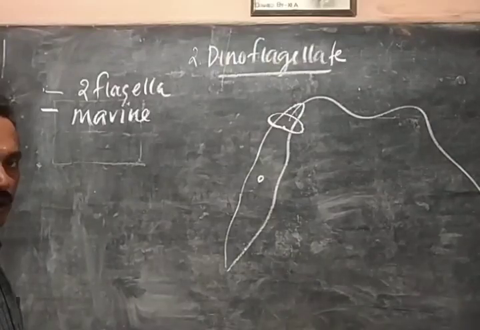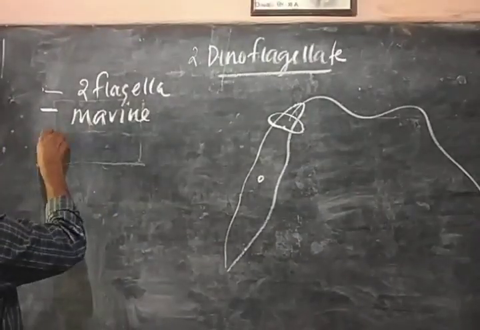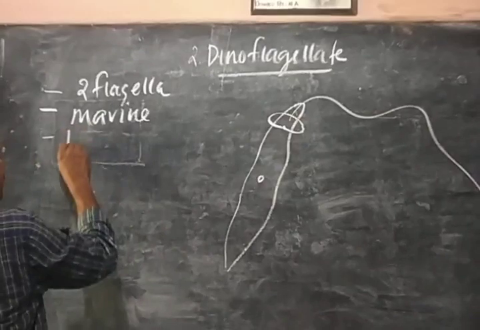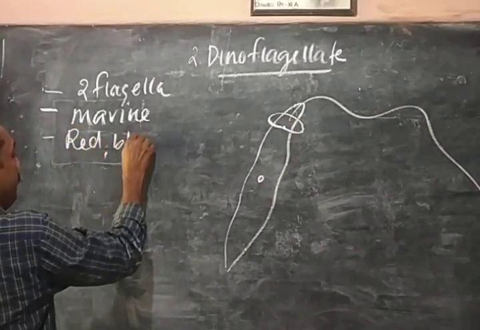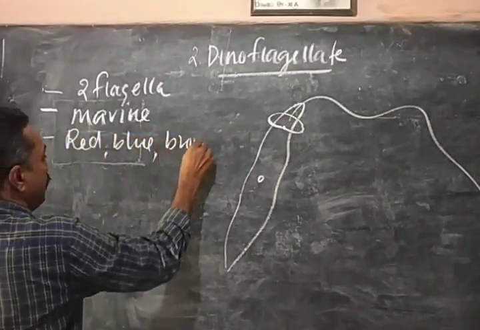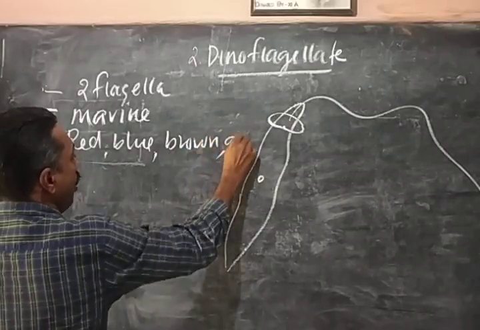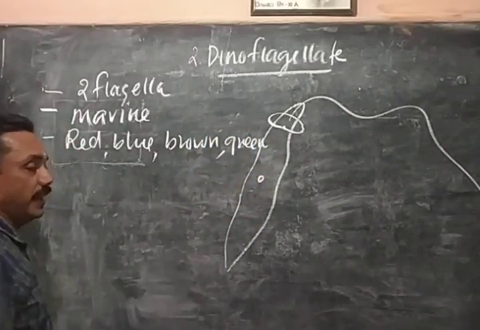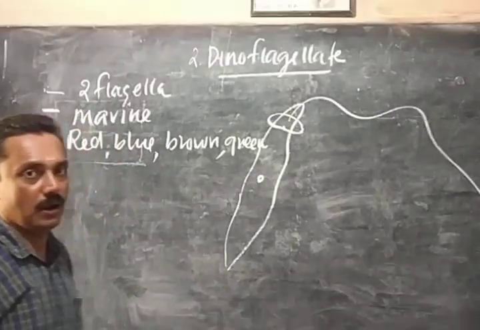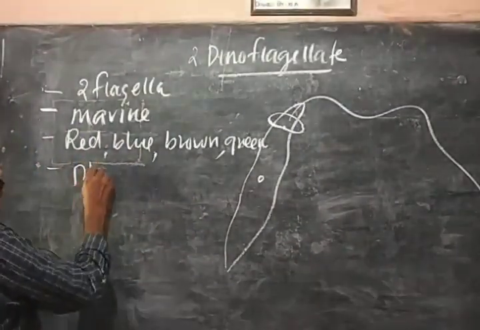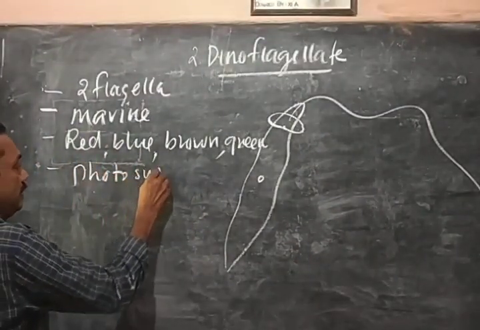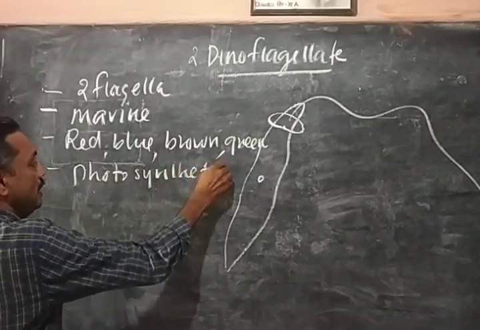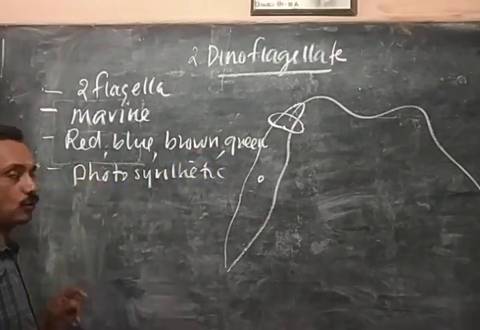So you write that they are organisms with two flagella, and most of them are marine, living in salt water. They may be red, blue, brown or green in color. Different colors are available. All are photosynthetic. They produce food by photosynthesis.